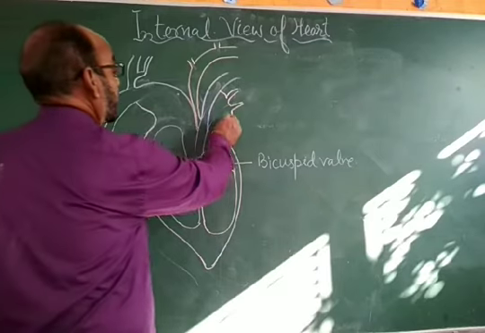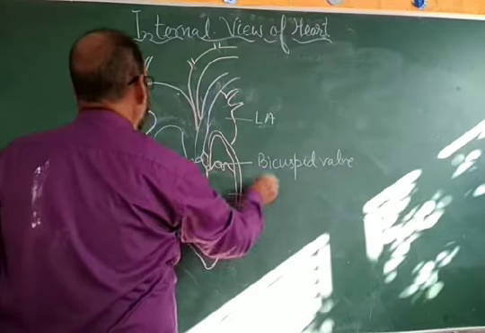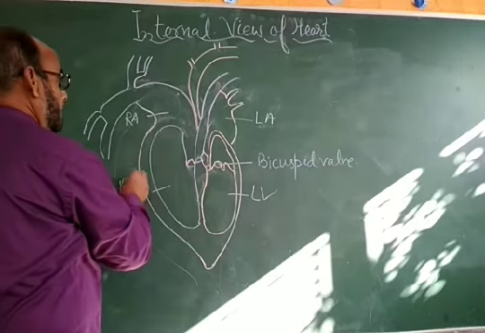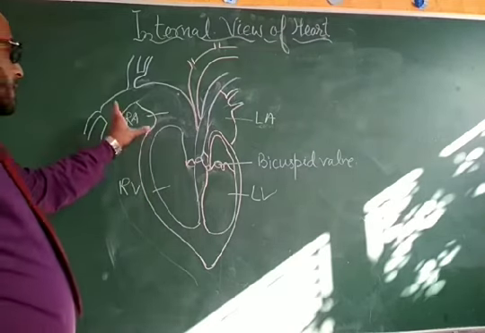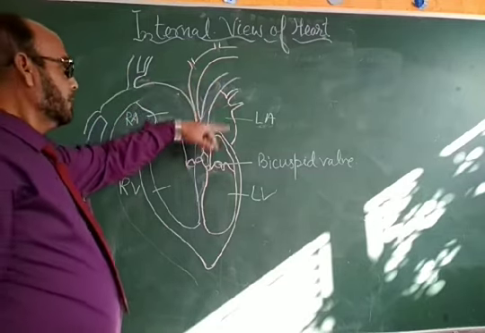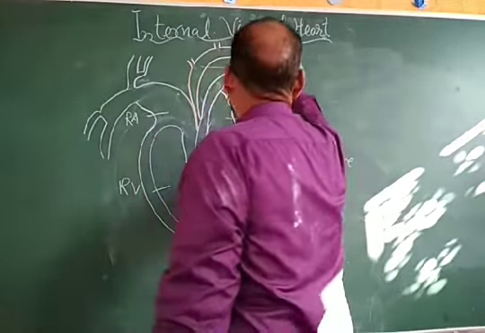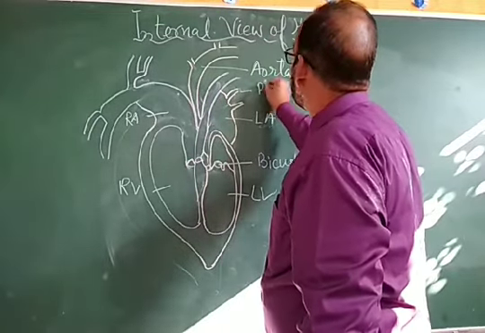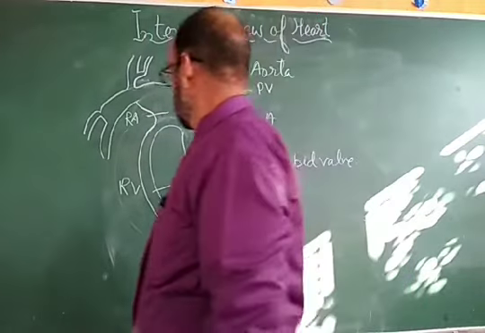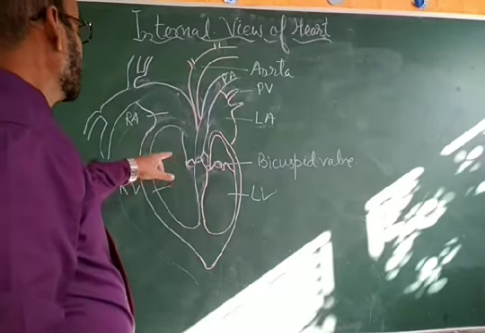This is LA, this is LV, this is RA, and this is RV. So these are the four chambers which get connected with the vena cava as well as the pulmonary vein, pulmonary arteries, and aorta. This is aorta. This is pulmonary vein. This is pulmonary artery. And in this internal view of the heart, you will see the four valves.